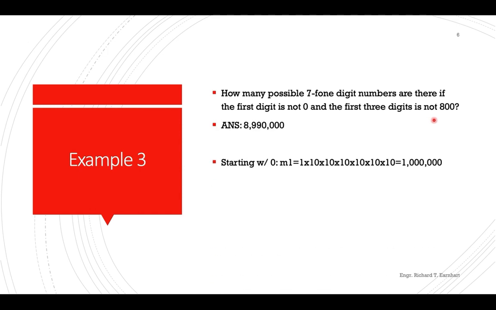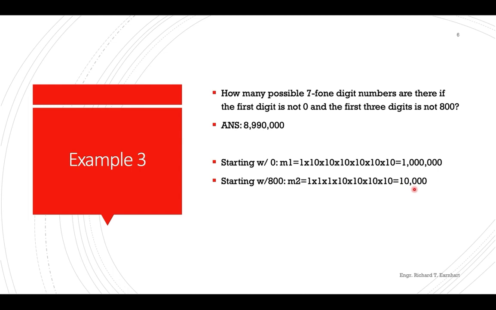So for those 7-digit numbers starting with 0, we have 1 million. Take note that since this is a phone digit number, digits can repeat. Then you only have one choice for the first digit, which is 0. For those starting with 800, the first 3 digits are fixed, so you only have 1, 1, 1 choice for the first 3 digits, then 10 for the remaining digits.